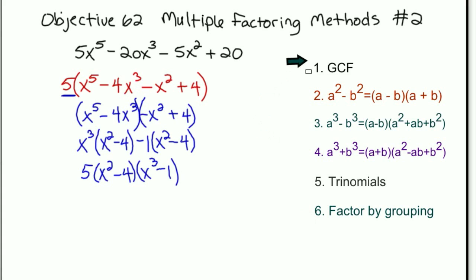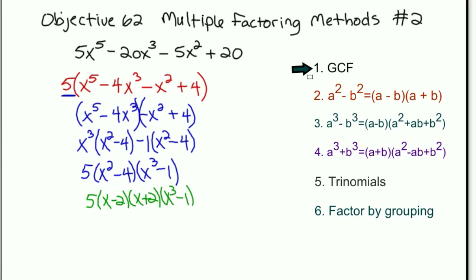So now I need to start this list again. I don't have a common factor in any parentheses. I do have a difference of squares in one parentheses, this x squared minus 4. So that will get factored to x minus 2 times x plus 2. Next, I'm going to go back to my list and I'm going to start again.